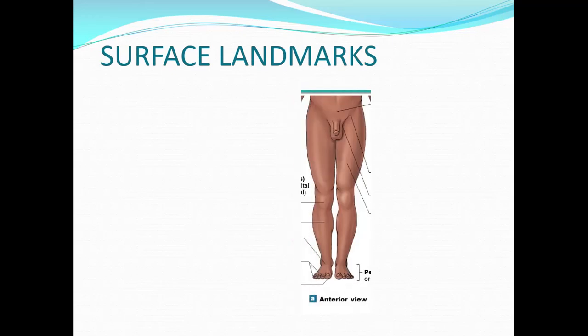Now some important surface landmarks. First is fold of groin. A groove is present between anterior aspect of abdomen and anterior aspect of thigh. This groove is known as fold of groin. So this is fold of groin.